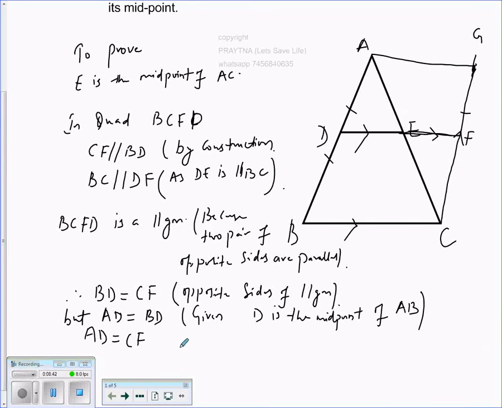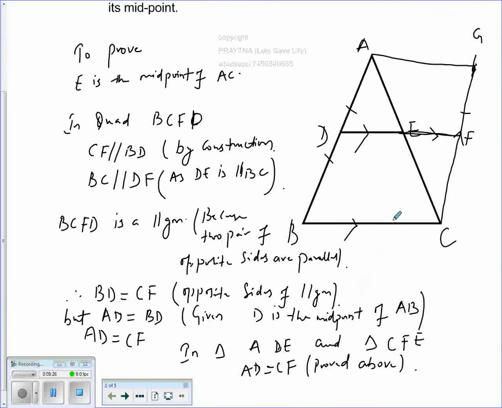Now, in triangles ADE and CFE, we know that AD is equal to CF. Just proved above. Second thing, we know that angle 1 is equal to angle 2. They are vertically opposite angles. Angle 1 is equal to angle 2, vertically opposite angles.